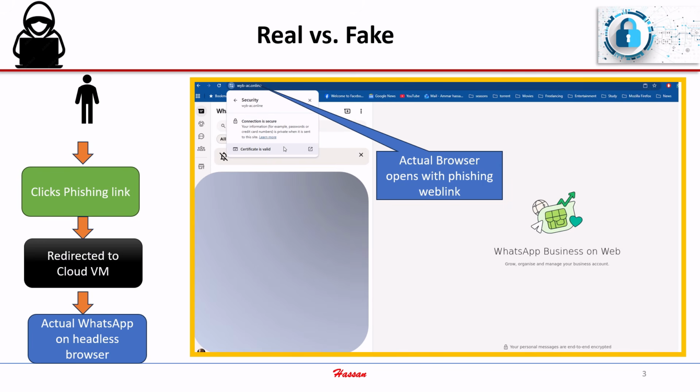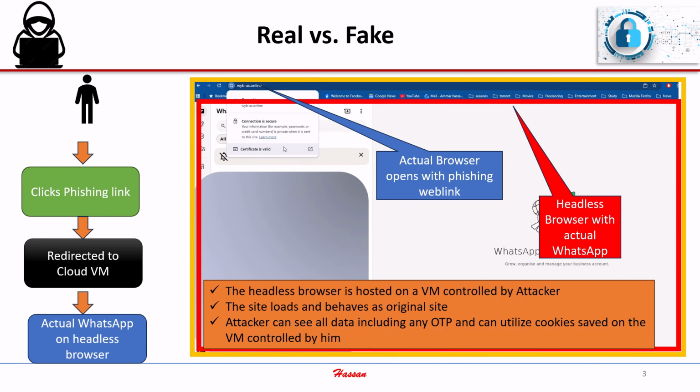Unlike old-school phishing with obvious fake sites, this one loads the real login page in a controlled environment, making it hard to detect. It was first popularized in 2022 and has evolved to target apps like WhatsApp for OTP interception.